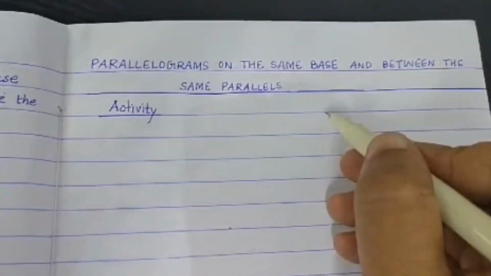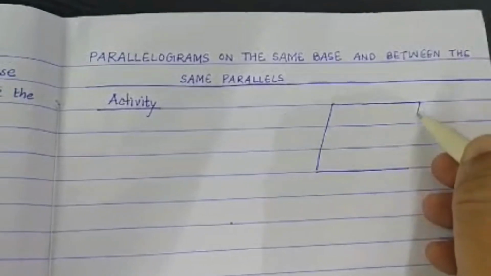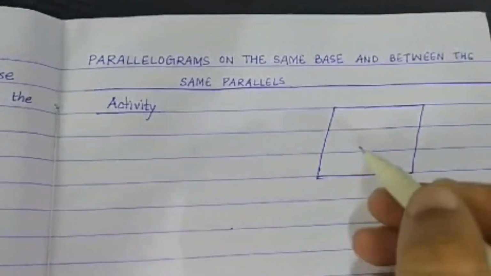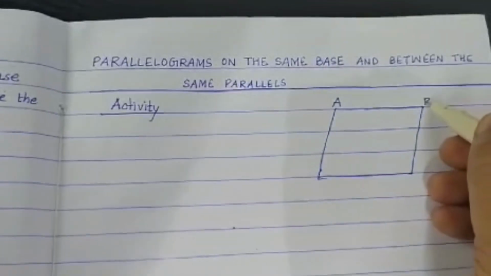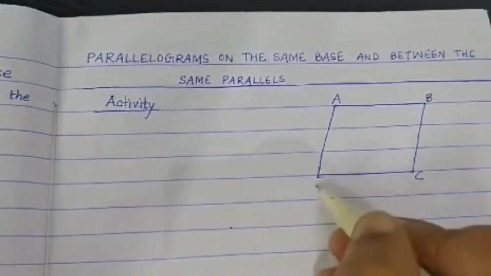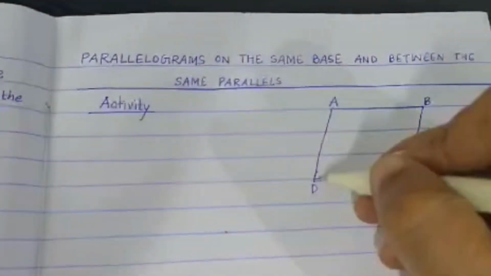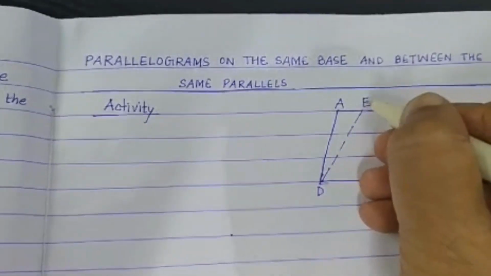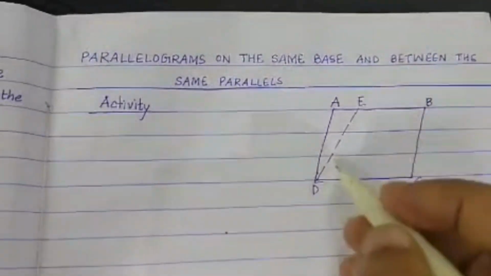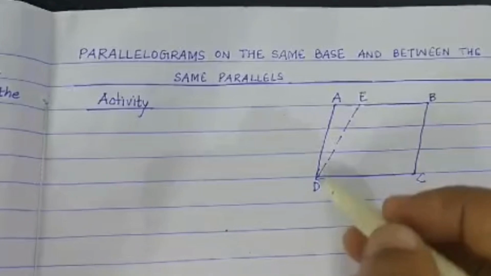So let's draw a parallelogram on a thick sheet of paper, like this. This is the parallelogram having vertices A, B, C and D. Now let's draw a line here like this, DE. Okay, DE is a line, so there is a formation of a triangle ADE.